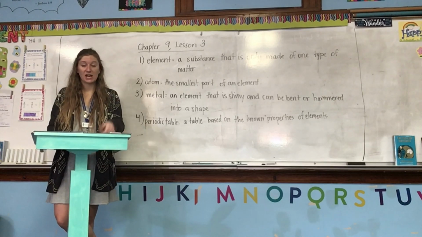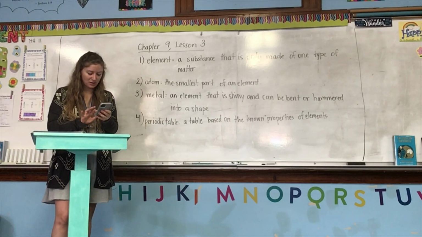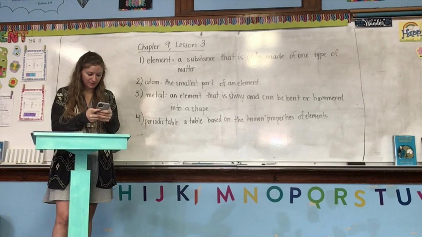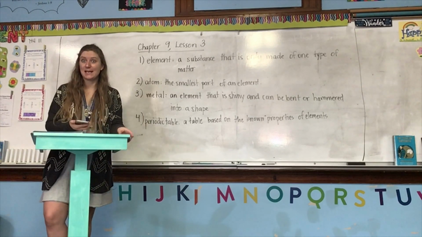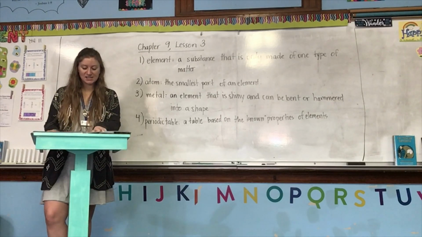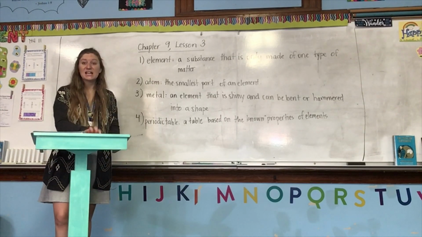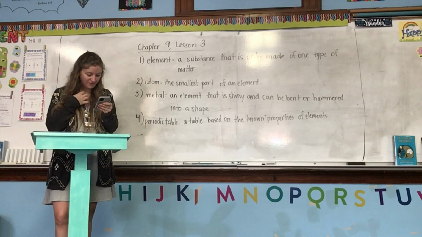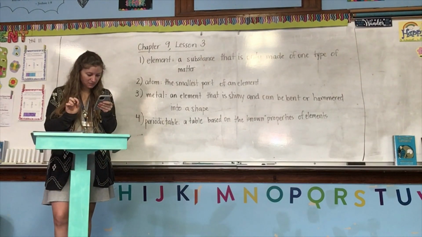I think that has changed. You know what? I'm going to Google it really quick and see how many elements there are today. How many elements are there on the periodic table? There's 118. So since this textbook was printed, they have added 6 elements.